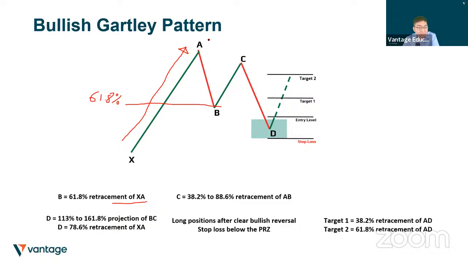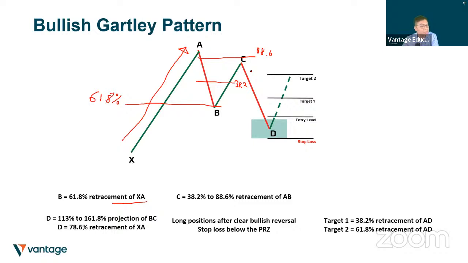Point C falls anywhere between 38.2%. My mouse slipped, so I need to draw it out again. So it can be between 38.2% to 88.6% retracements of the corrective leg AB. So C is between a 38.2 and 88.6% Fibonacci retracement.